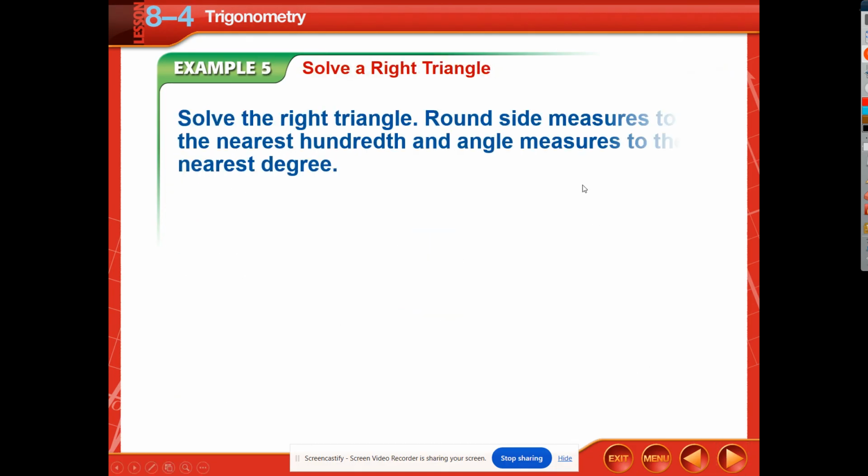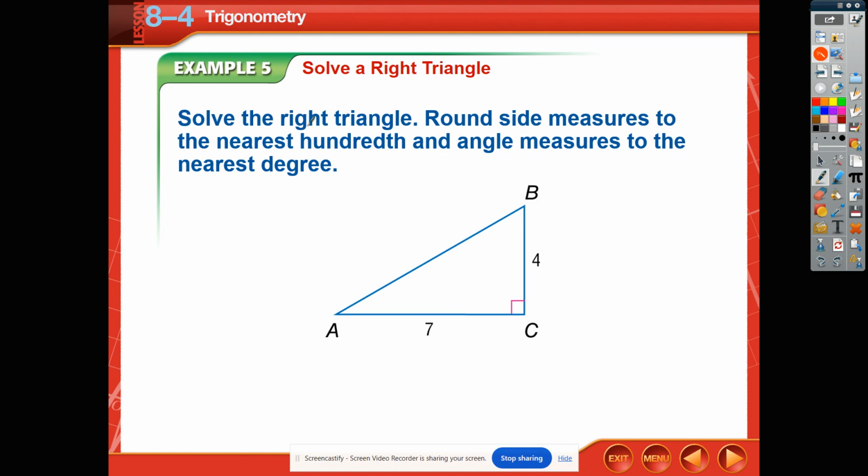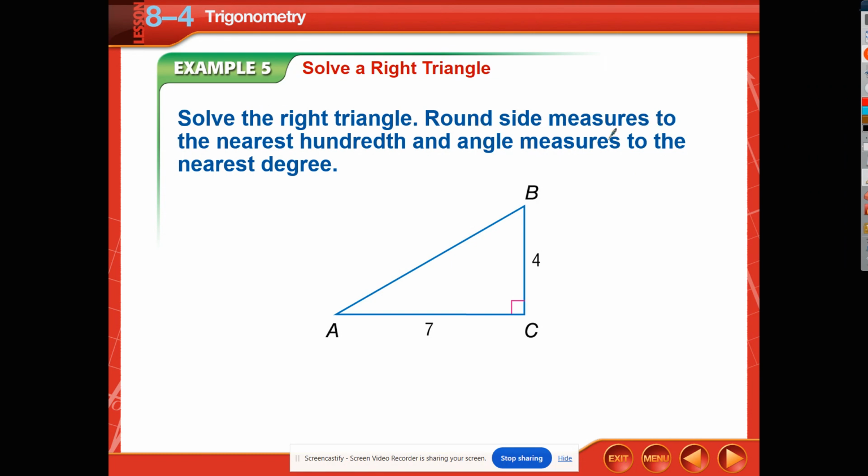Great. See if we can get a tangent one. Okay, here's a tangent one. Solve the right triangle. Round the side measures to the nearest hundredth and angle measures to the nearest degree.